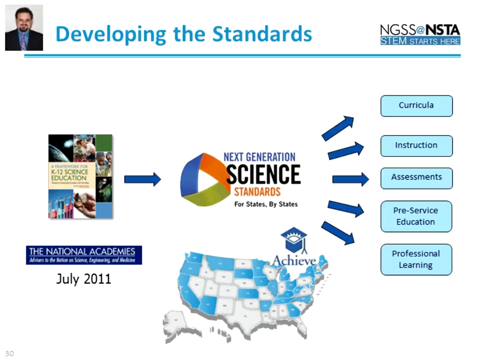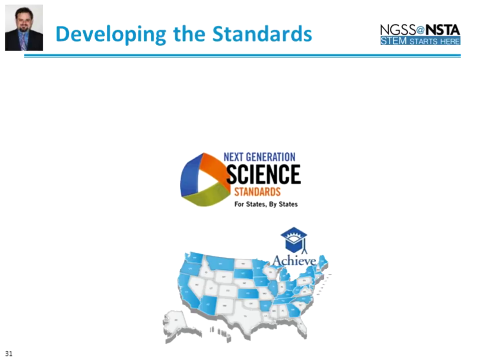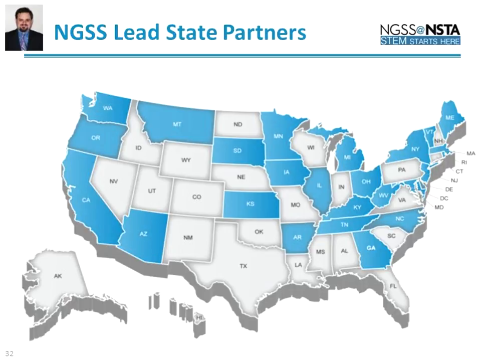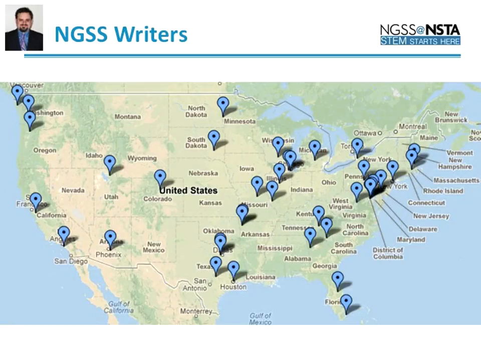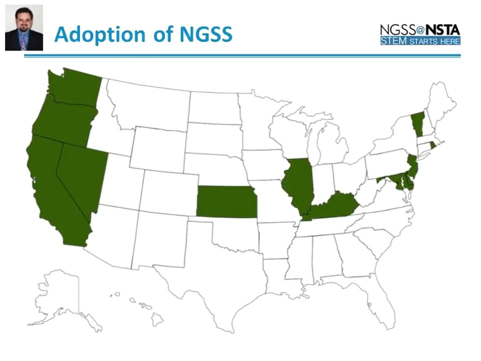Now, all of those aspects I just described to you were described in the framework, and then the writers of the standards had to work on that. And so the standards themselves was a process. It involved lead state partners from all of these different states that you see in blue here, and each state had teams, and they provided feedback throughout the process. Then you have the various writers with standards, again, spread across the country and showing sort of a really national process in all of this.